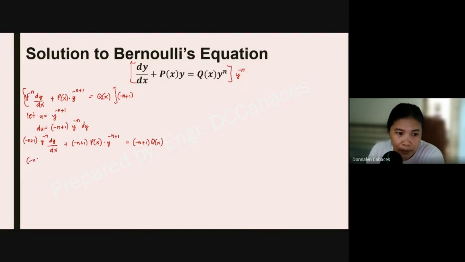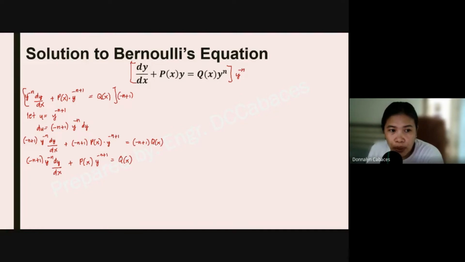So we now have negative n plus 1, y to the negative n dy with respect to x, plus p of x. If you want, you can put prime to distinguish it from the original p of x. If you do not want, it's okay. I will not use any differentiation with the original p of x. So that is y to the negative n plus 1 is equal to q as a function of x.